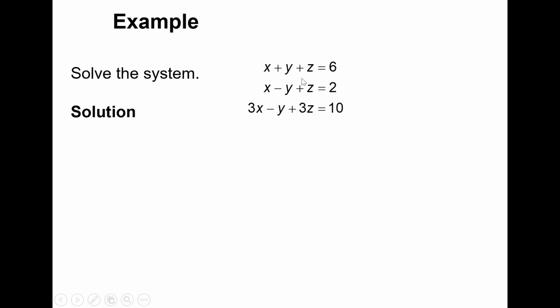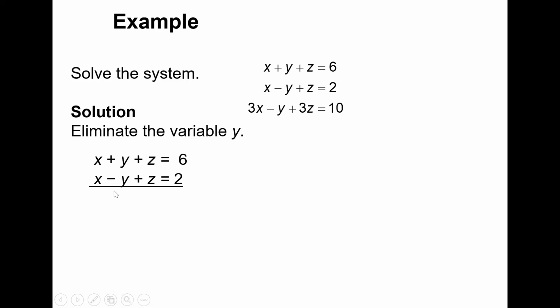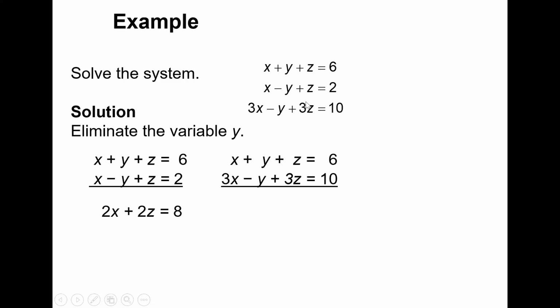What about this one? Here we're going to add these together. Let's add these just together to get rid of the y's. And so when we do that, we get 2x plus 2z is equal to 8. Now, if we take the first and the third, then we get 4x plus 4z is equal to 16.